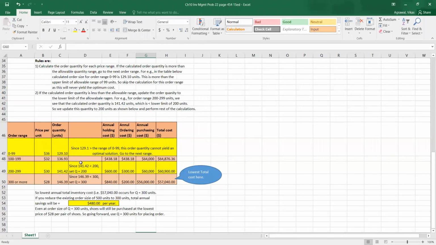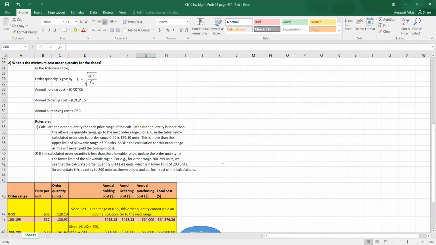Now just keep in mind, these are the rules. If the order quantity is above the maximum value of the order range, you go to the next one. If the order quantity is lower than the minimum value of the order range, then you update Q to that minimum value. These are the rules, and this could be proved. If you read the book, you'll understand that. And this is how you would solve this problem here.